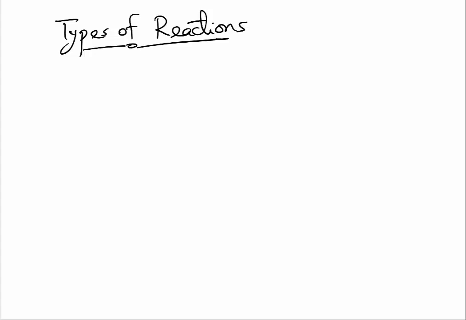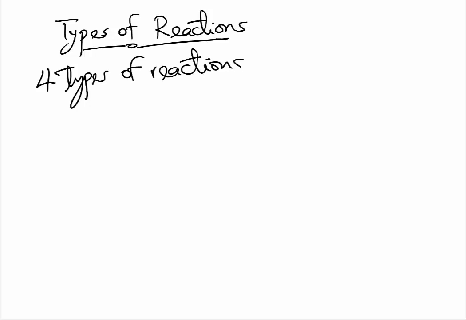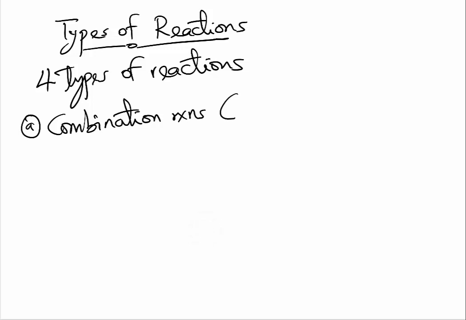Let us now talk about the types of reactions we have at this level of chemistry. The reactions in general chemistry can be broadly divided into 4 types. So 4 types of reactions. There are the so-called combination reactions. These reactions are also called synthesis reactions.